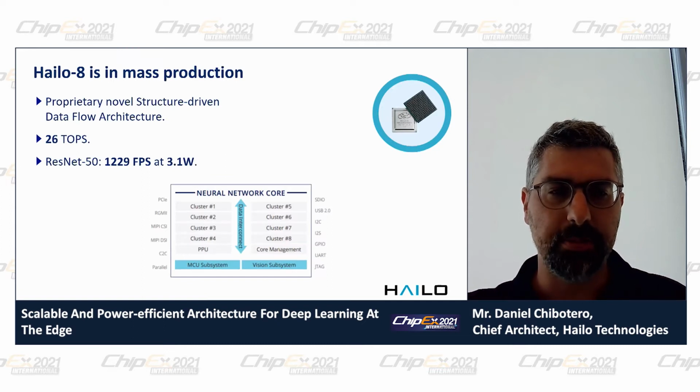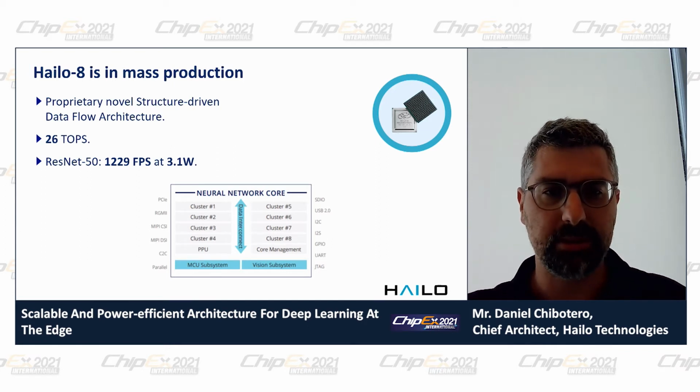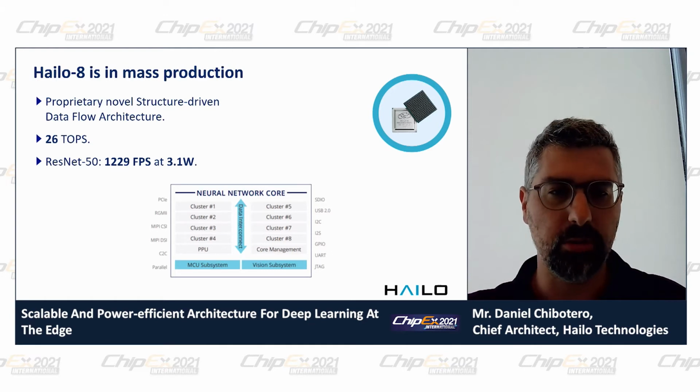So our first chip, our first product, the Hailo 8, is in mass production now. Again, it is based on our proprietary novel structure-defined data flow architecture. It boasts 26 TOPS, and at the most common deep learning benchmark, ResNet-50, it reaches more than 1,200 FPS at 3 watts.